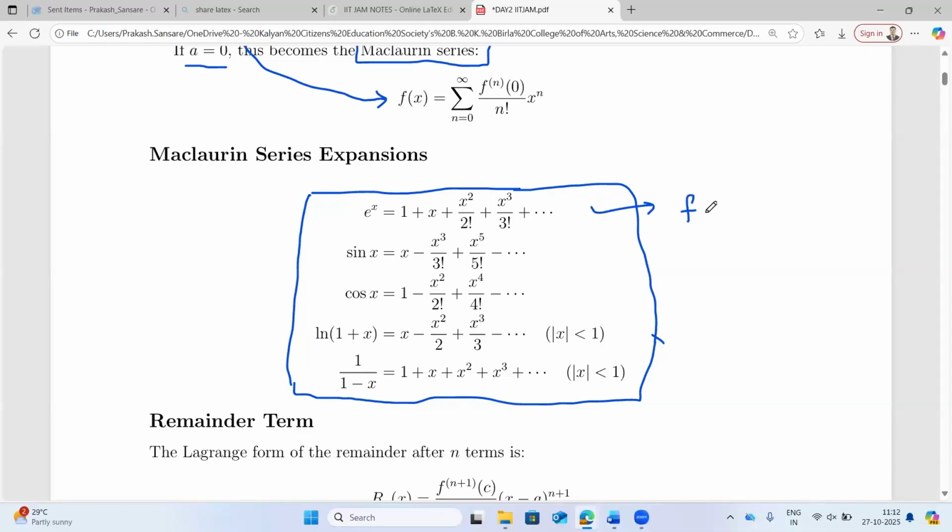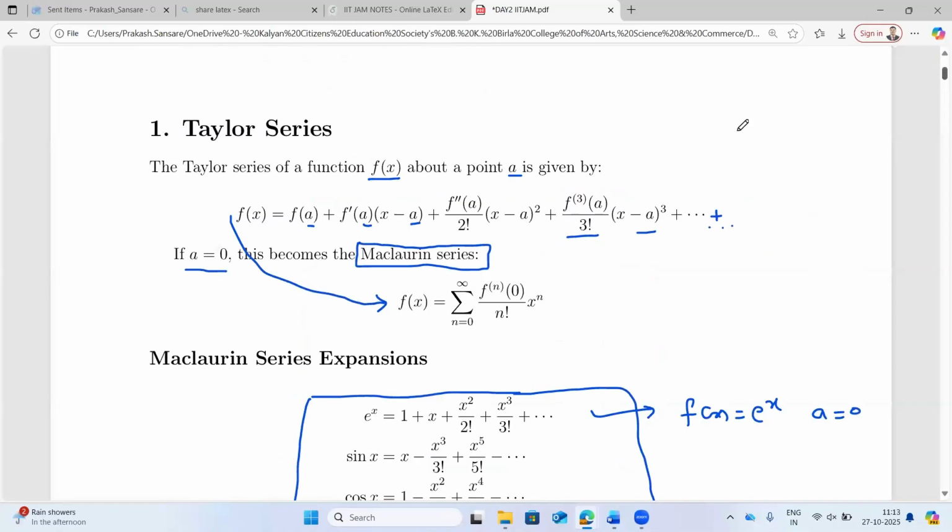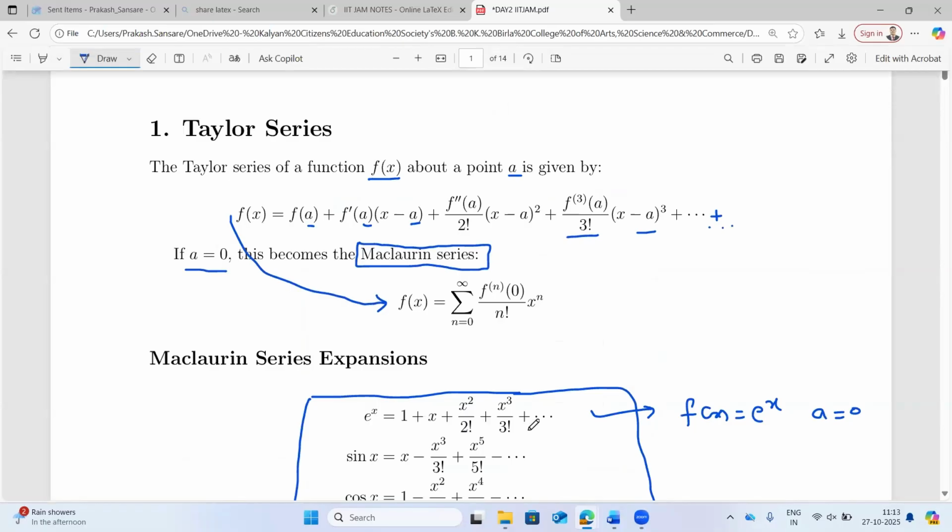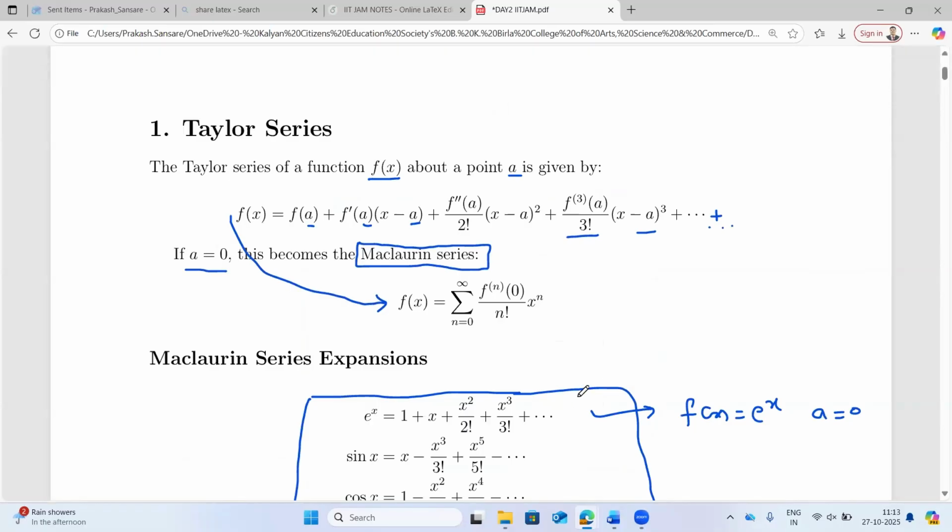So here my f of x is basically e power x, and the point a is equal to 0. If you find this e power x expansion, you will end up with 1 plus x plus x square by 2 factorial, x cube by 3 factorial, and so on and so forth. Of course, one has already calculated this, so you can verify this. I'm not doing that right now, but I'm assuming that you will verify all the formulas.